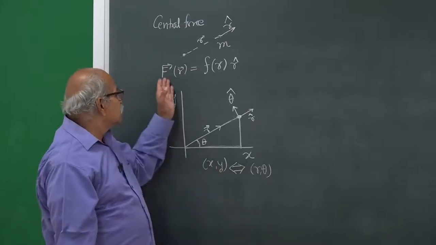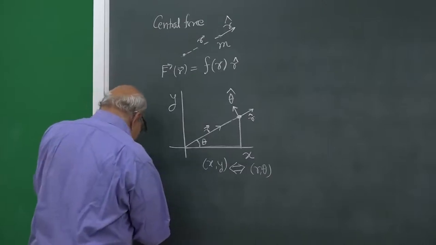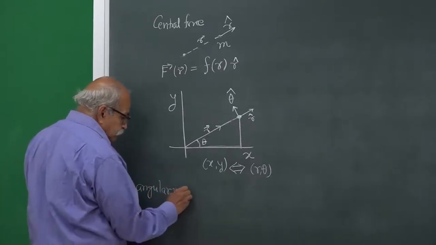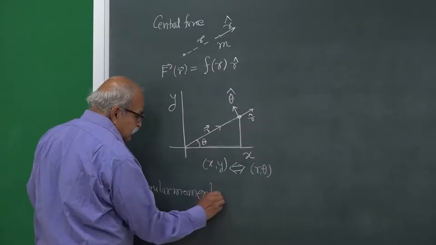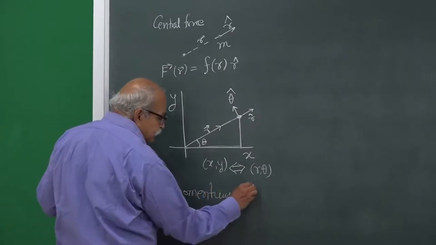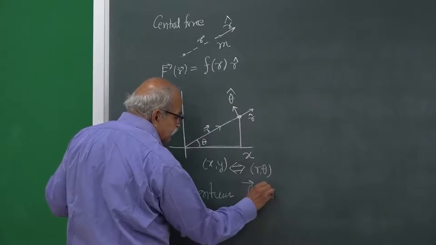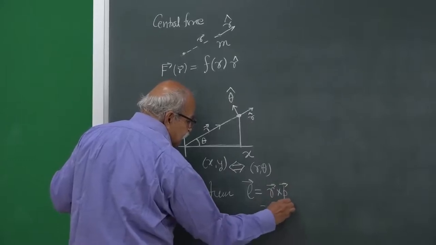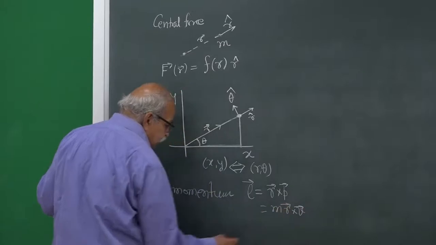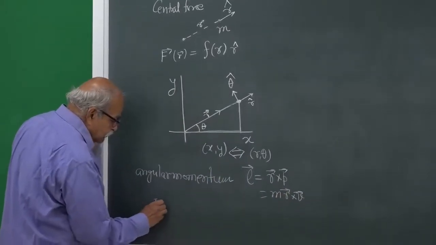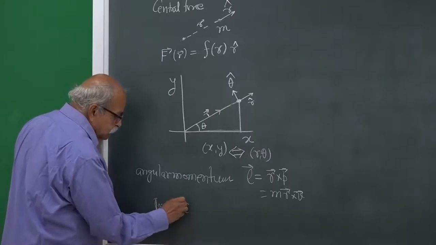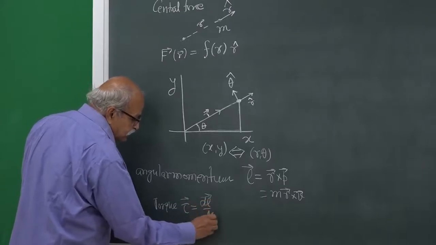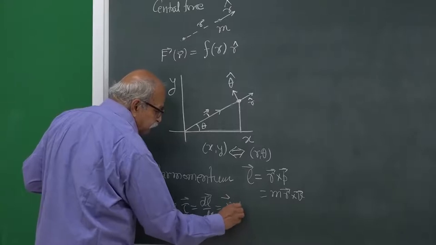Let us come back to our angular momentum. So, angular momentum of this particle at time t is given by L equal to r vector cross p vector, that is mass times r cross v, and torque. Torque is tau, which is dL/dt of course, and which is r cross F.